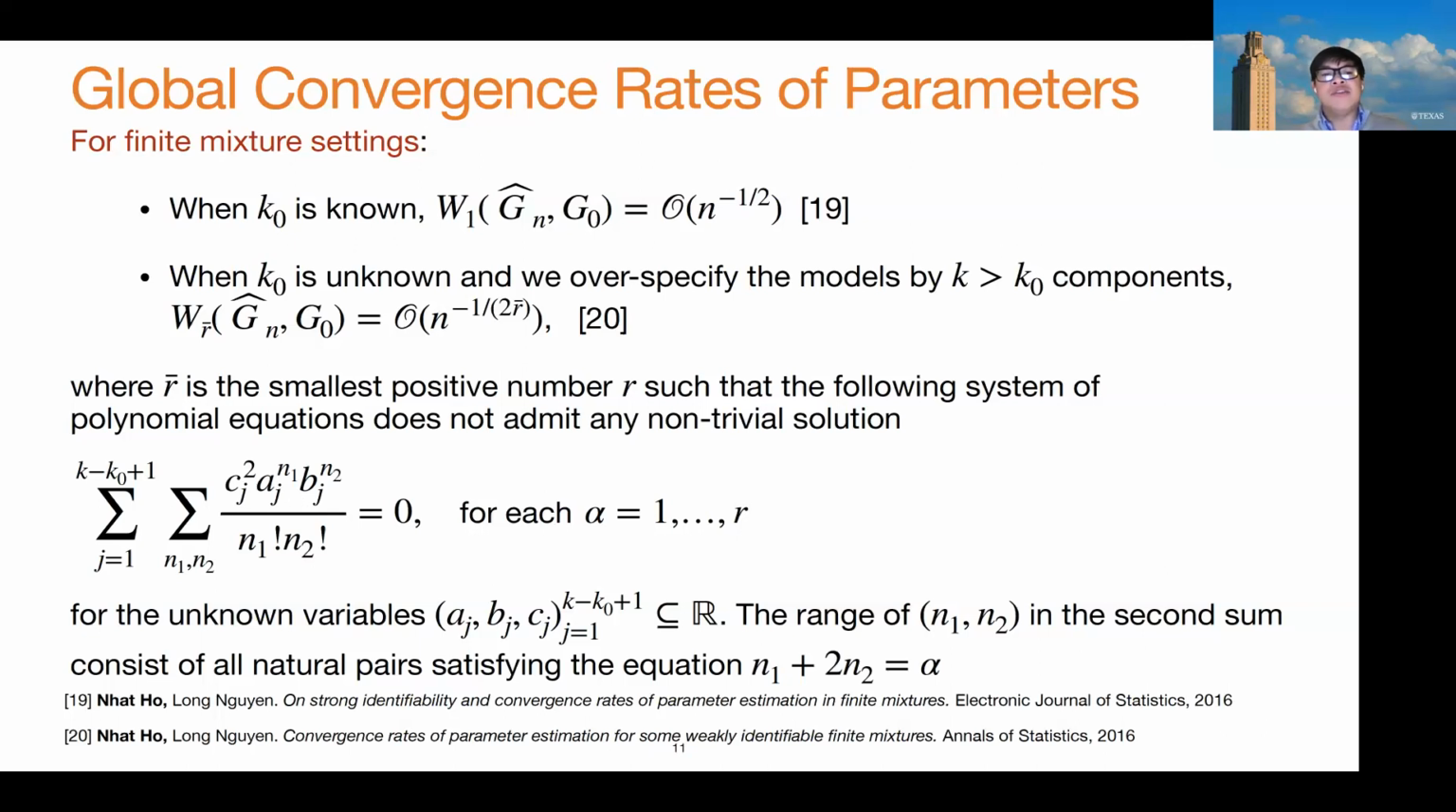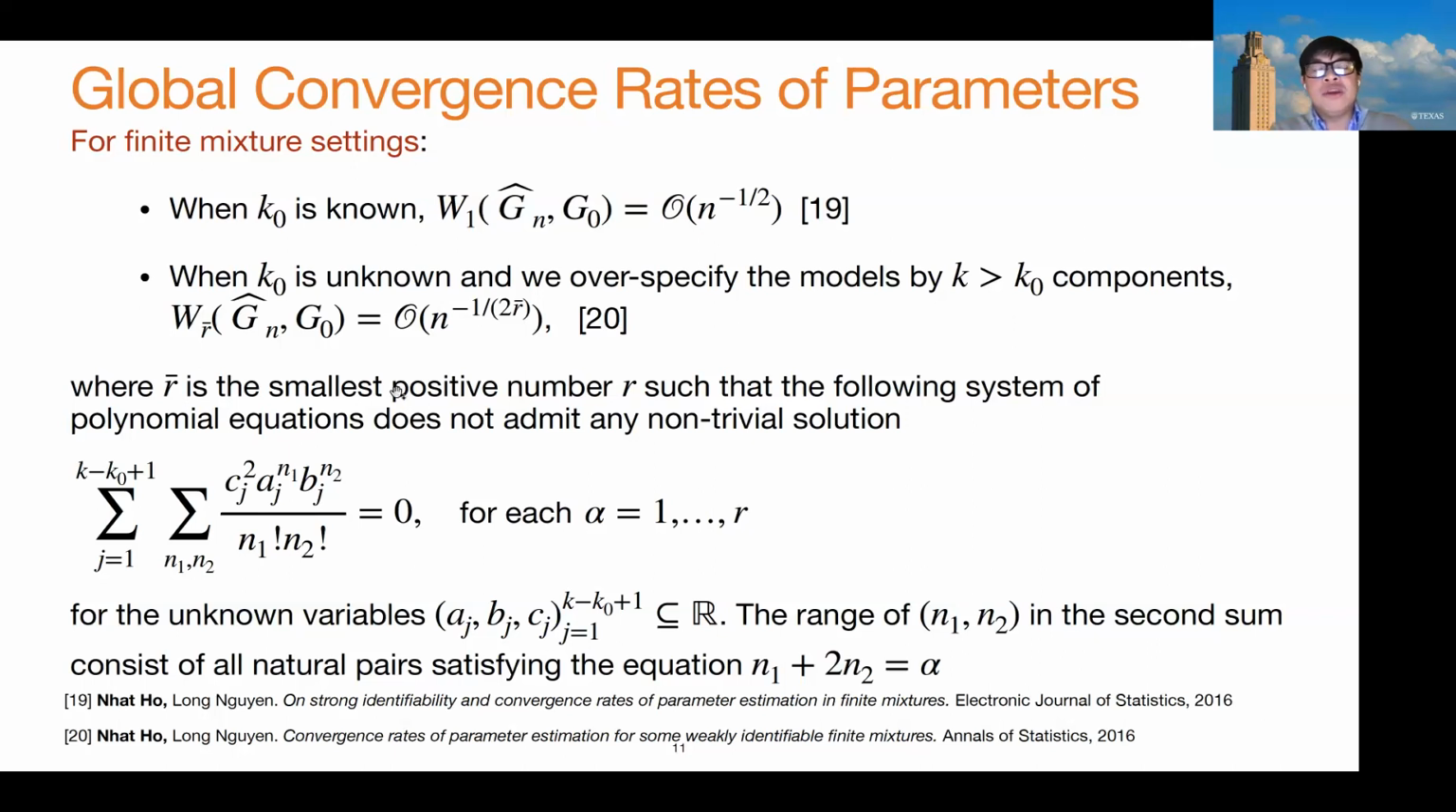So we use C chase, A chase, and B chase here to understand the mixing weight, location, and variance in the over-specified Gaussian mixture models. And we argue that by solving that system of R equations, if you want to guarantee that we don't have any non-trivial solution, meaning that all the parameters are non-zero, then we need to have a very large value of R. That's why we have R bar over there.